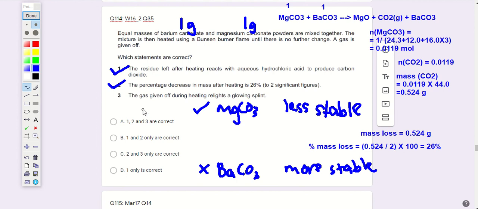Now let's look at number 3. The gas given off during heating relights a glowing splint. So what type of gas will relight a glowing splint? That must be oxygen. But if you look at the equation, was any oxygen given off? No. Only carbon dioxide. So number 3 is incorrect. So only 1 and 2 are correct. Answer is B.